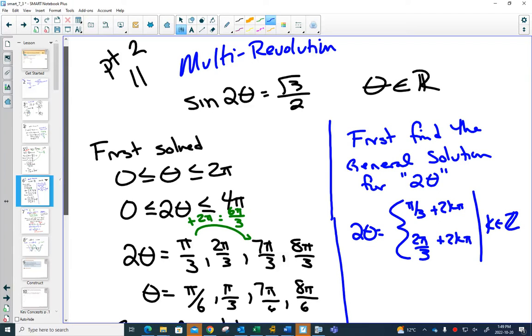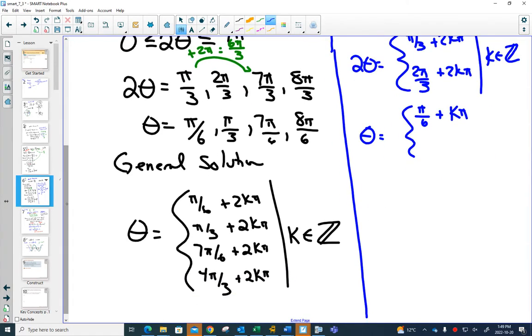Divide by 2. Now, if I take the first solution and divide by 2, instead of pi over 3, I would have pi over 6, and instead of plus 2k pi, divide that by 2, and I just have plus k pi. And 2 pi over 3 divided by 2 would be just pi over 3, and divide that by 2 would be plus k pi. So this is a little bit more elegant.